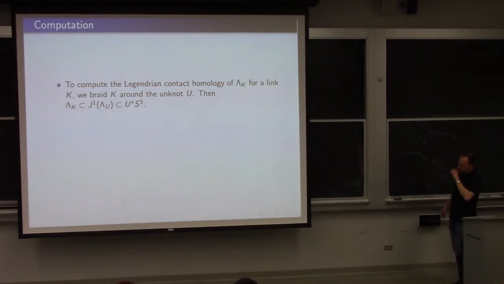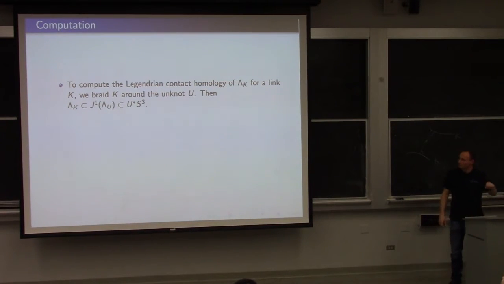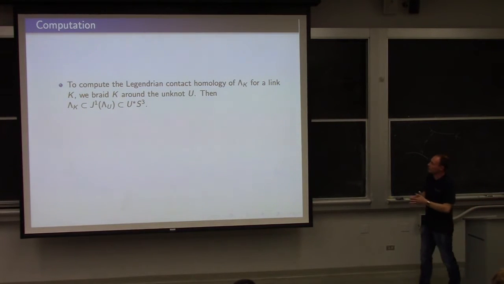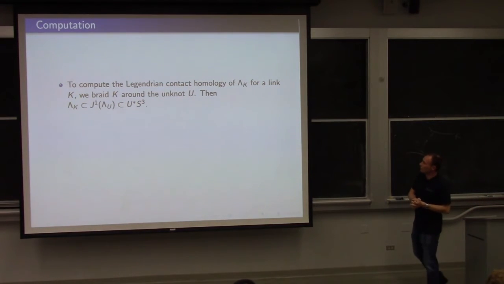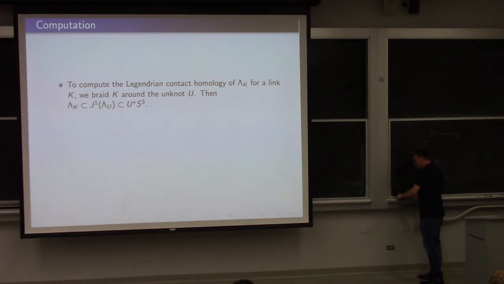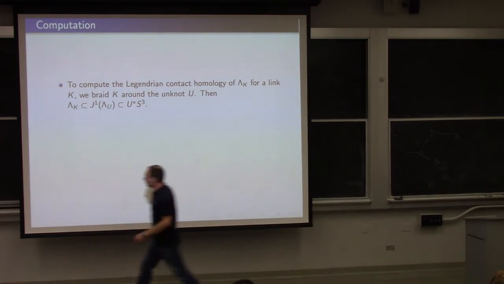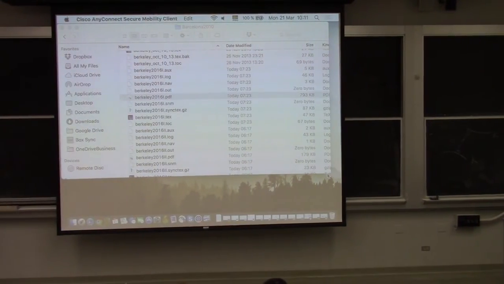Right, so the next thing I want to explain a little bit about is how do we actually compute this contact homology. So first I give the idea, and then we look at a couple of examples so you get the feeling. So the idea is that when you have your knot, it's basically one non-local calculation, and the rest is somehow local. And the idea is you braid the knot around a knot.